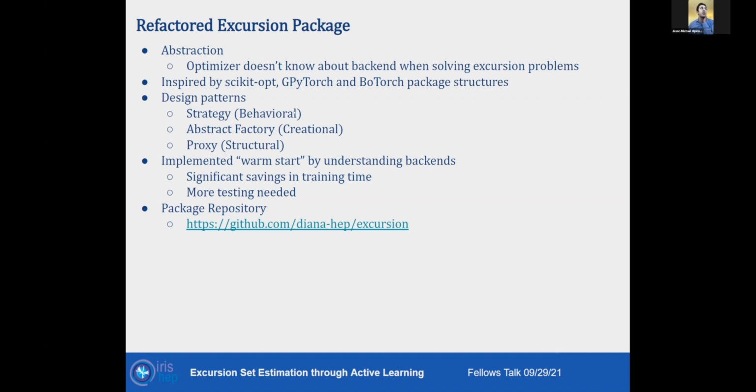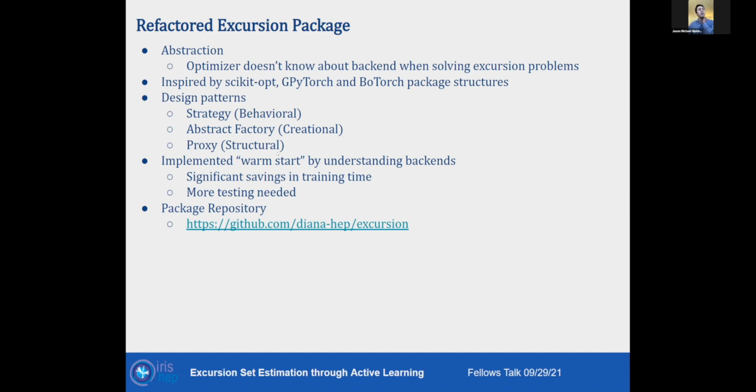I was able to exploit design patterns in software engineering. There are behavioral, creational, and structural, the three common design patterns. And I used a strategy design pattern to basically break up the way that different classes would be used, because you may want to use different acquisition functions. But in order to make sure that I could solve these problems with just one front end, I had to use abstraction and an abstract factory pattern, where essentially the optimizer, or the Bayesian optimizer class, has no idea what the backend is. It doesn't need to know what the backend is. It's type agnostic.